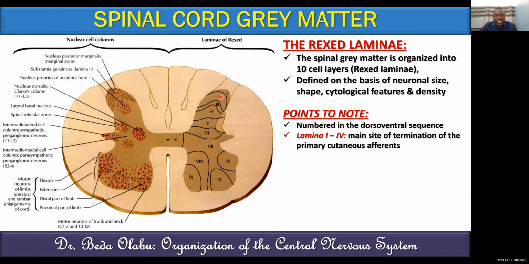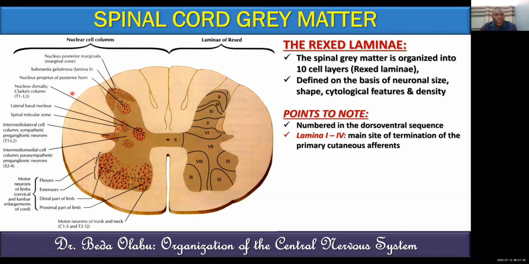Lamina 2 is slightly bigger. We call it the substantia gelatinosa, or the gelatinous substance. It is largely called so because the neurons in that region do not necessarily have myelin sheaths. And so when we use myelin stains to stain the spinal cord, that region appears clear. They don't take up stain, and so it appears gelatinous.